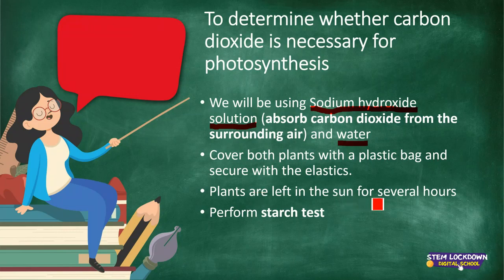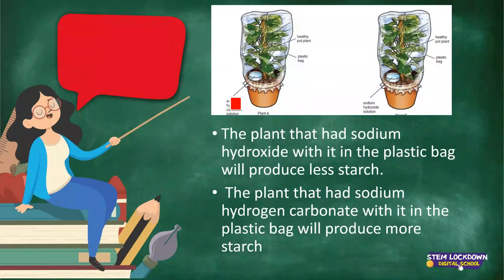And then plants are left in the sun for several hours, and then we perform a starch test. Okay, so this is plant A. Plant A has our sodium hydrogen carbonate solution there. So you see, guys, in plant A, they use sodium hydrogen carbonate solution instead of water. You can replace the sodium hydrogen carbonate solution with water, and they placed it there, and that's the plant with the plastic bag, and it's covered with elastic.